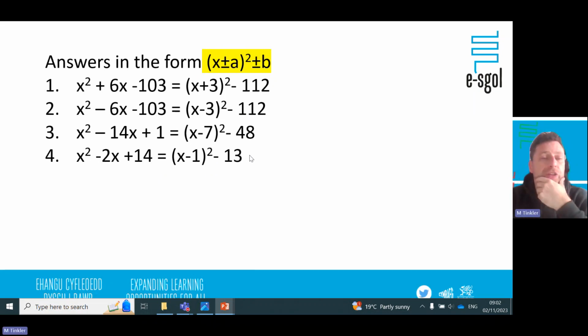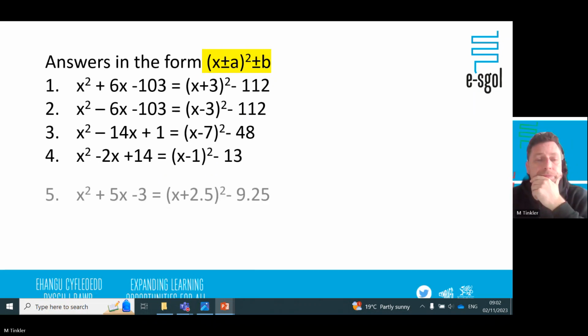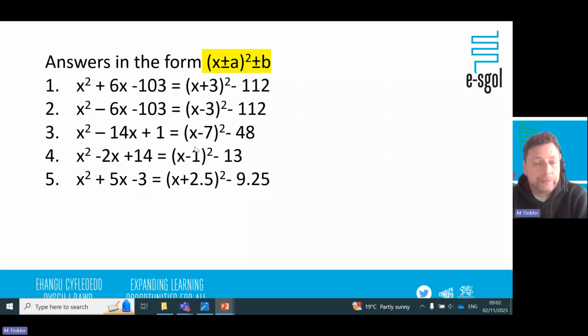Now 5 and 6 are slightly different. Half of 5 is 2.5. Now I don't think I've seen one of these on an additional maths paper yet. I've seen them on an A level. But I don't think I've seen it on additional maths, and you'll see because I've got all the questions coming up in a minute.